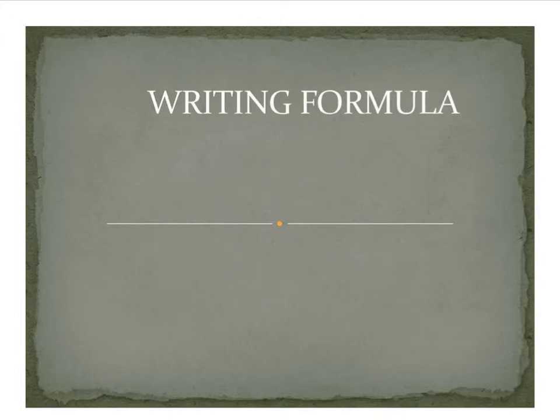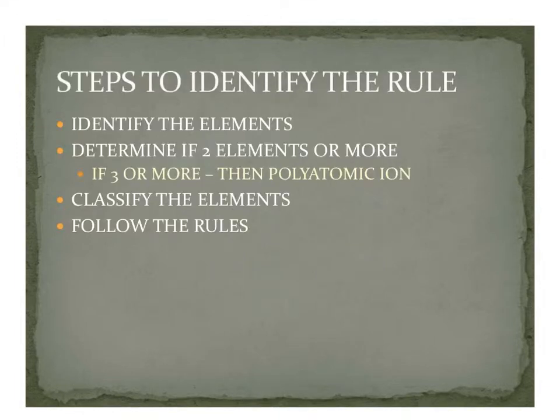Writing formulas. So we have 5 rules that we can use in order to write the chemical formulas, if we are given the names of the compounds. However, we have to identify which rule to use. Similar to the naming of compounds, we can use certain steps.